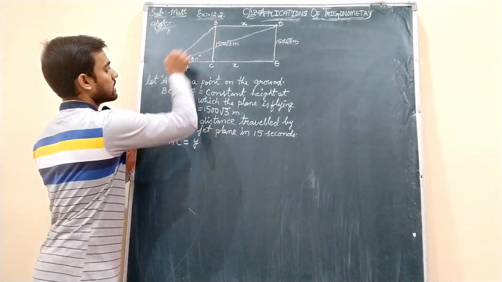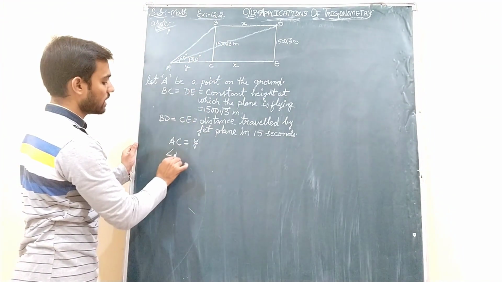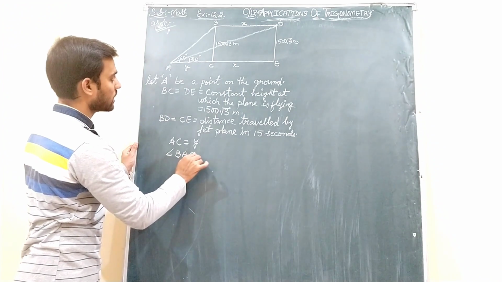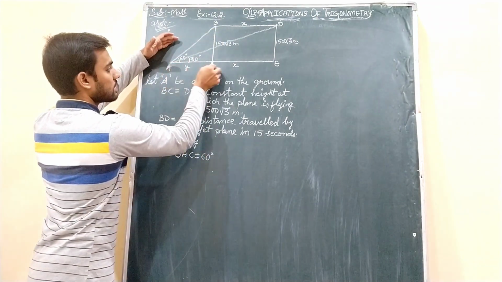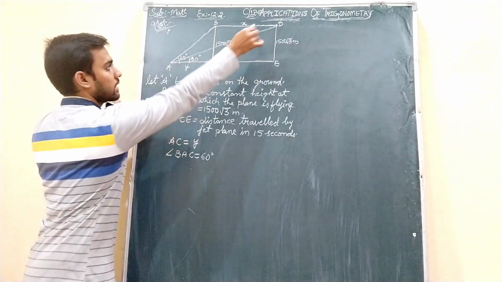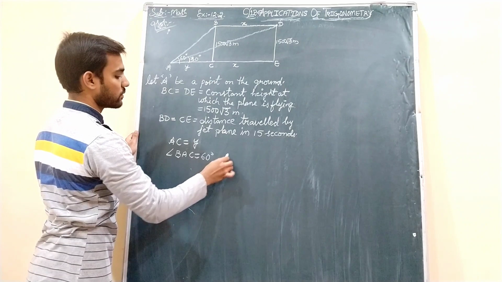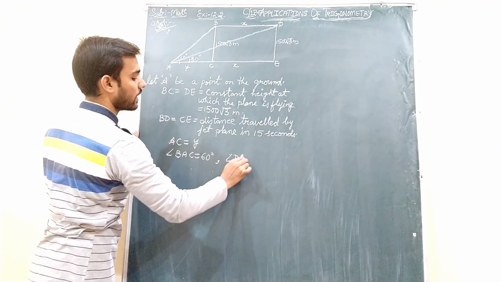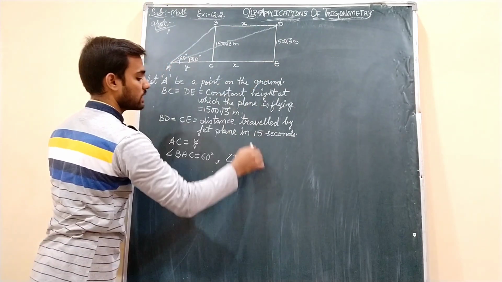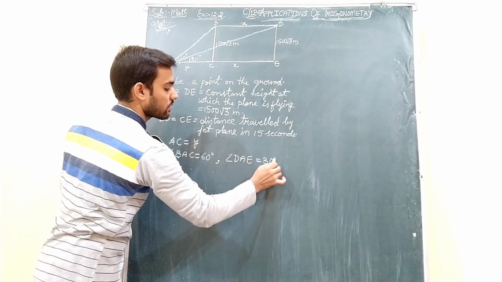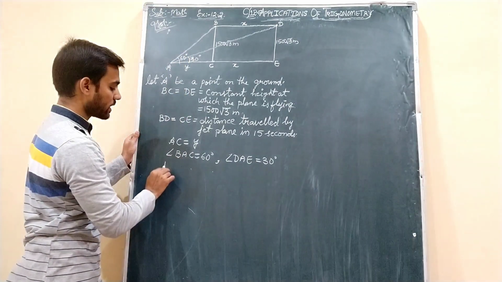Firstly, I will take this triangle ABC. Let us write the angles first. Angle BAC is 60 degrees in this small triangle. If I take the whole triangle, after a flight of 15 seconds, then angle DAE is 30 degrees. Okay students? So firstly I take this smaller triangle.